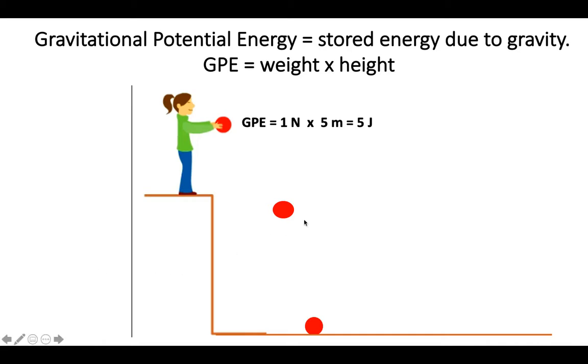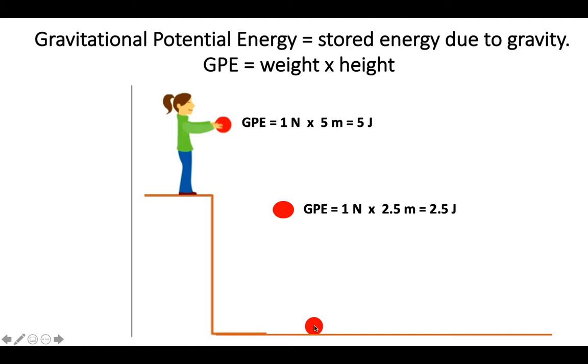Well, when it's halfway down after she lets it go, the ball still has a weight of 1 Newton, but now it's halfway down, so it's only 2.5 meters off the ground. It's about half as high off the ground as it was before. Look at our gravitational potential energy. It's half what it was at the top. So instead of 5 joules, it's only half of that.